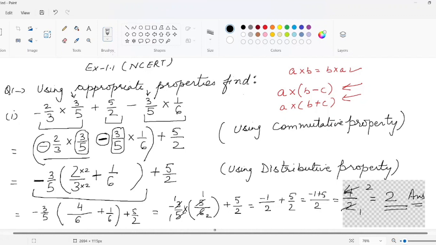This is how we will solve this. Question number 1, A part, first part. I hope you have understood.